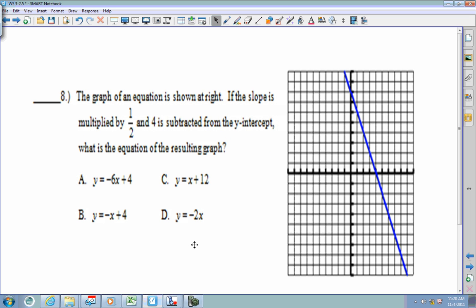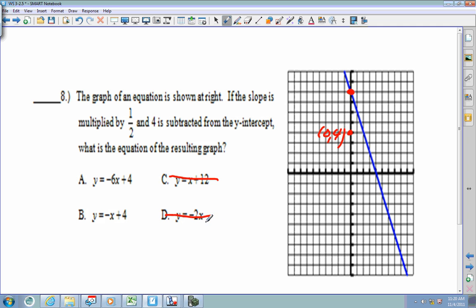Next one, right here. Pause the video and come back and see if you can get the right answer. The graph of the equation is shown at the right. If the slope is multiplied by 1/2 and 4 is subtracted from the y-intercept, what is the equation of the resulting graph? All right, well, let's find the equation of this one. Or actually, if this was me, what I would do is I would start with my y-intercept right here.